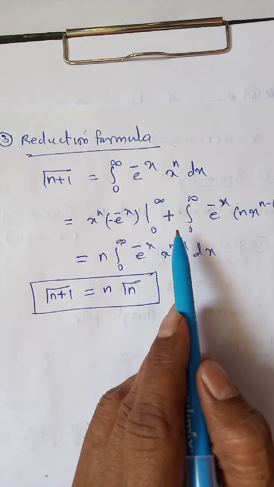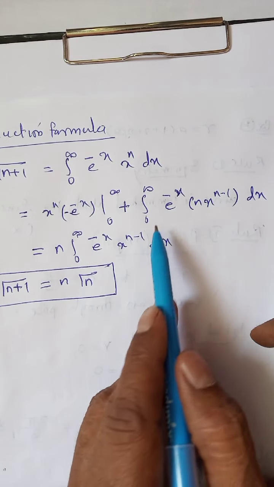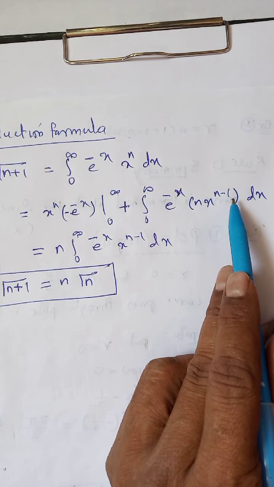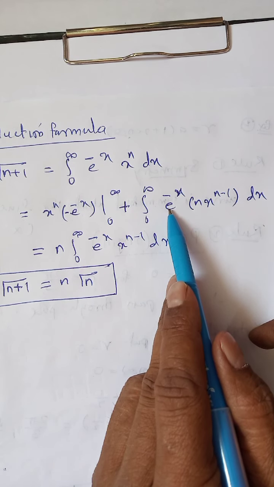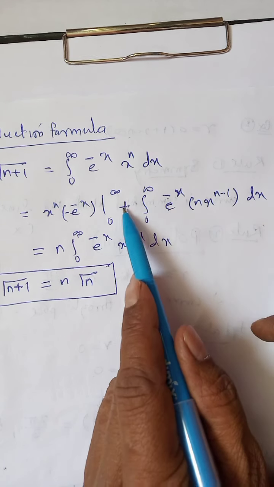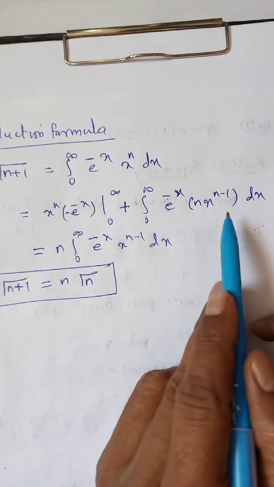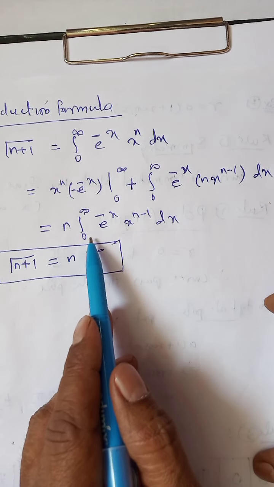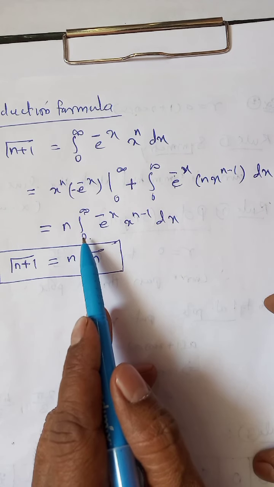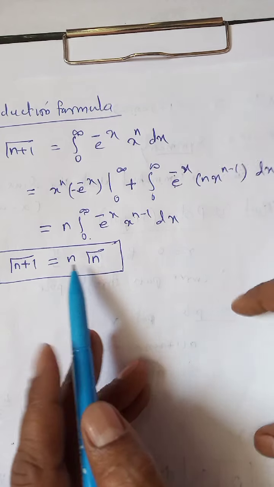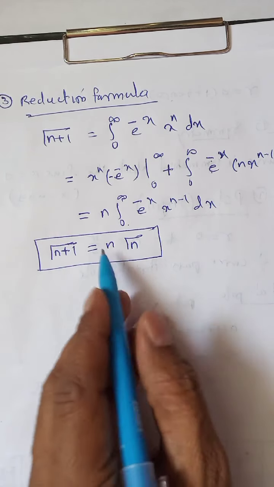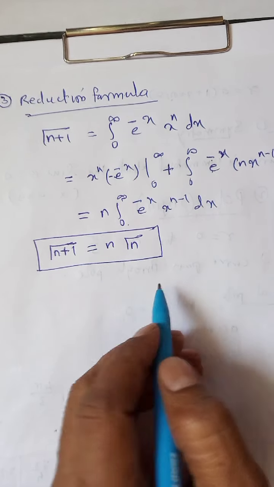Limits from 0 to infinity, minus differentiation of x to the power n, which is n into x to the power n minus 1, into integration of v, that is integration of e to the power minus x, which is e to the power minus x divided by minus 1. So this minus and this minus becomes plus. So we'll get n times integral 0 to infinity e to the power minus x, x to the power n minus 1 dx, and this is nothing but the gamma n. So this is the reduction formula. Gamma n plus 1 is equals to n into gamma n.